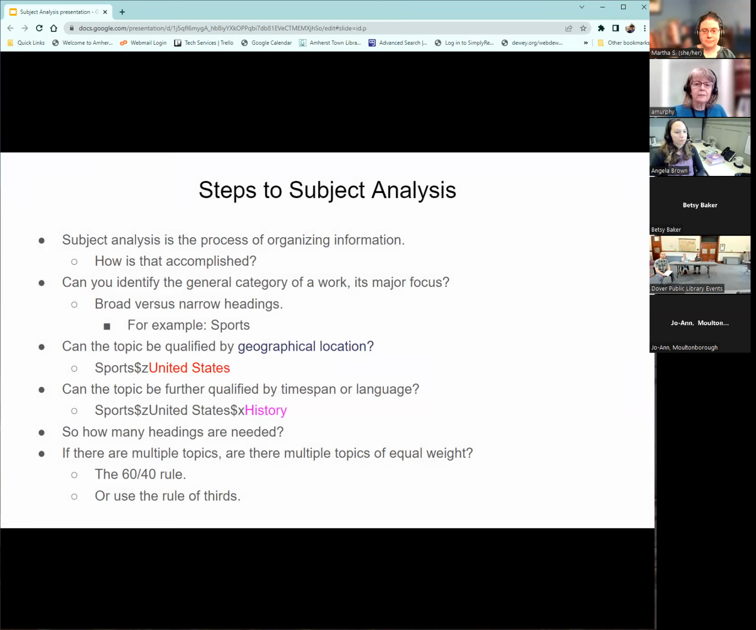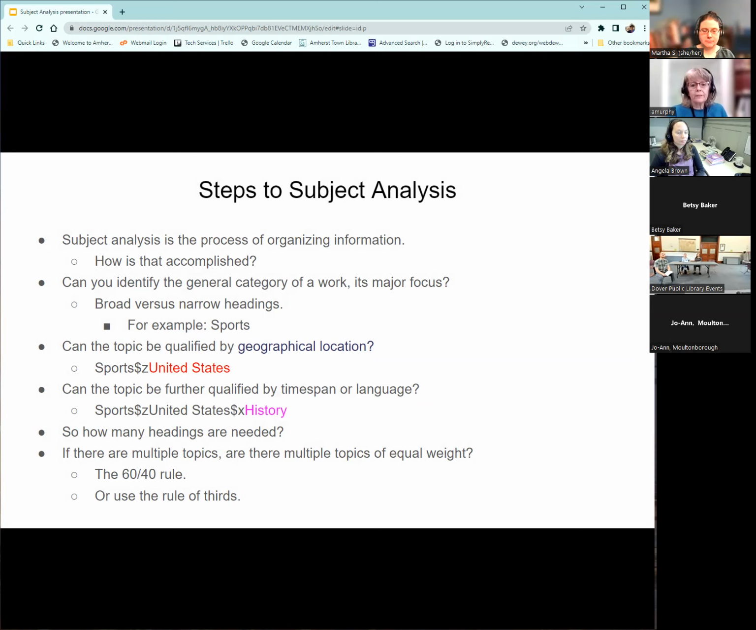So, steps to subject analysis. Subject analysis, as I say in my slide, is the organizing of information. How do we go about doing that? That's the $1,000 question. Catalogers analyze the main subject of a work in order to house related materials together, which is easier for patrons to find. As we know, libraries typically shelve histories, sciences, or art materials in their respective areas so patrons can go to that section and find them easily.